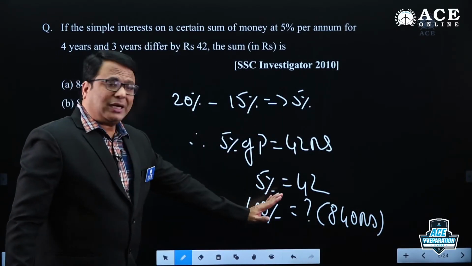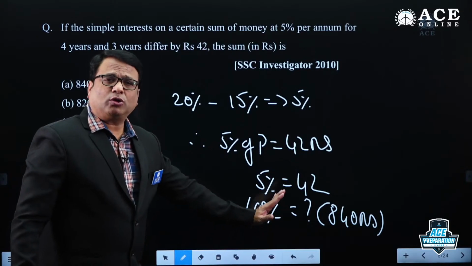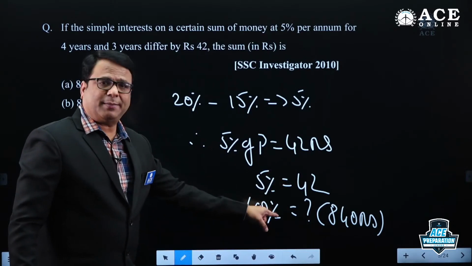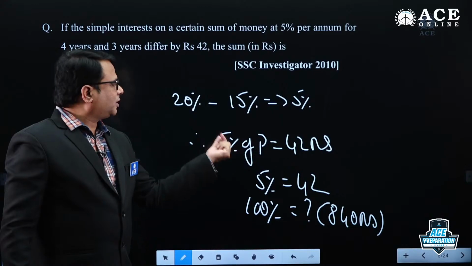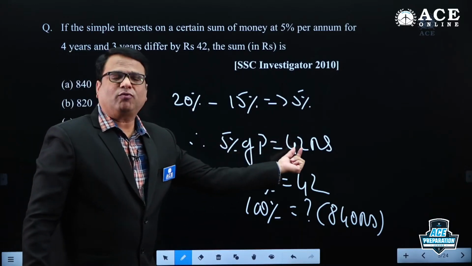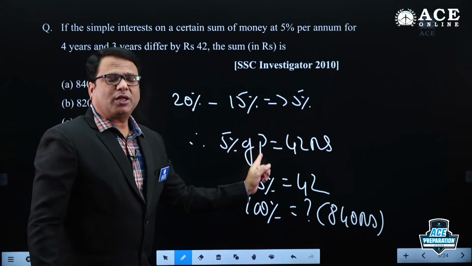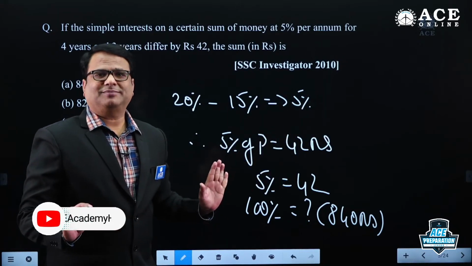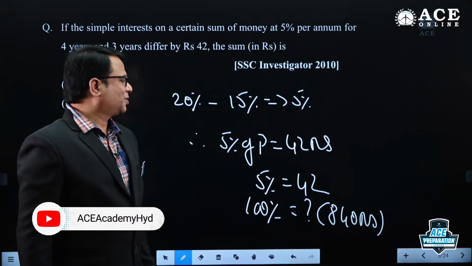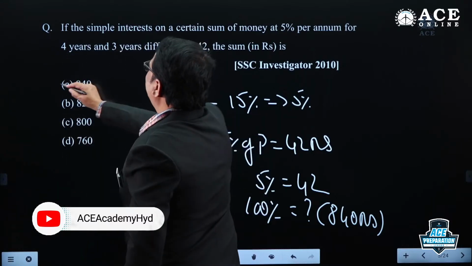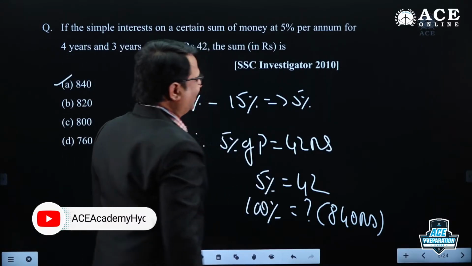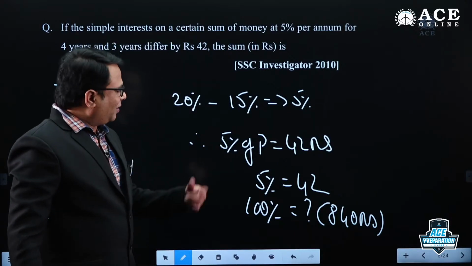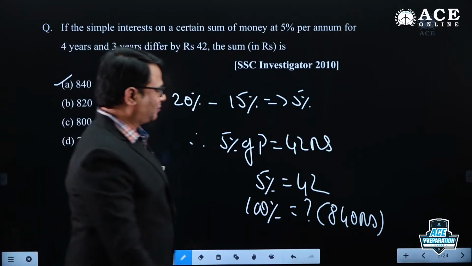And if you don't like this method, or if you don't want to do the problem in these two steps, then you can solve this equation. 5% of principal equals 42 rupees, then principal equals 42 into 100 divided by 5, you will get 840. Okay, so here the principal is 840. Now let us do the next question.